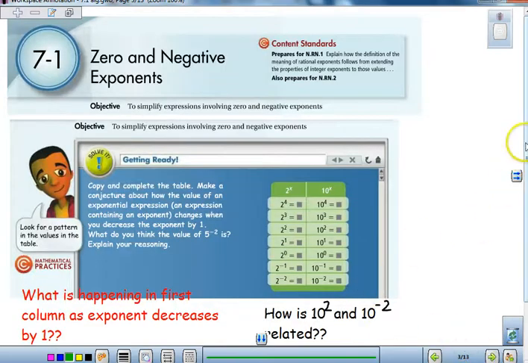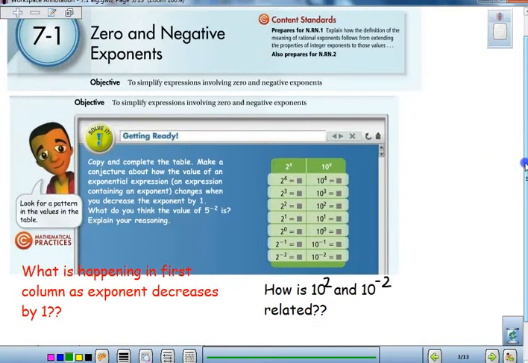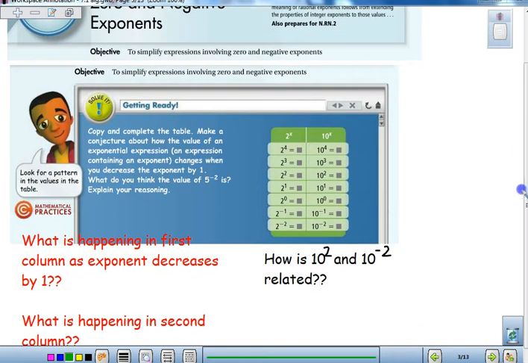In lesson 7.1, the key thing that we are going to be taking a look at is zero and negative exponents. And as you look at this table, one of the things you want to be thinking about is what's happening in the first column as the exponent decreases by 1. So 2 to the 4th is equal to 16. We have 2 to the 3rd equal to 8, 2 to the 2nd, 4, 2 to the 1st is 2. So as we look at this column, it looks like each time we are dividing by 2 as we go down that column.